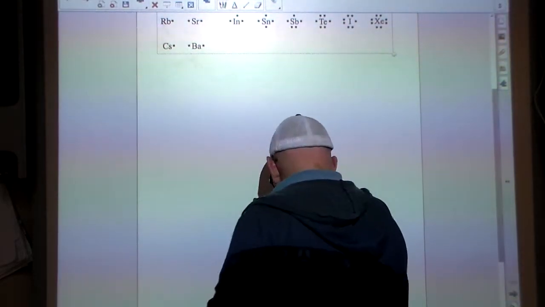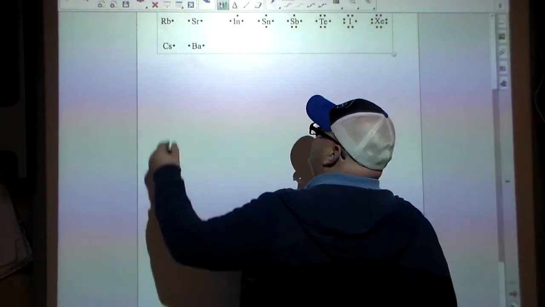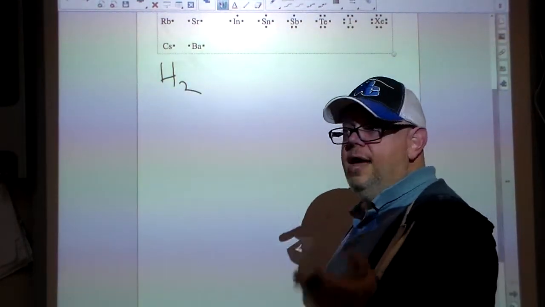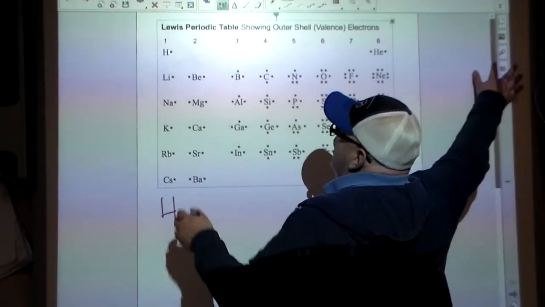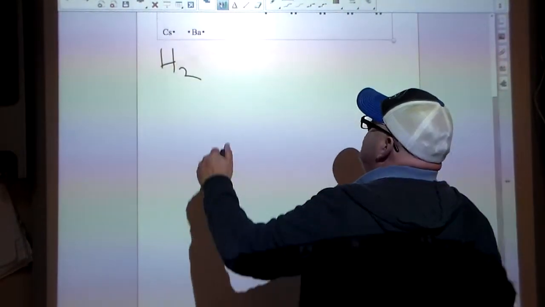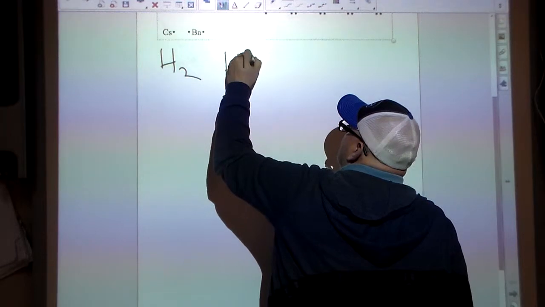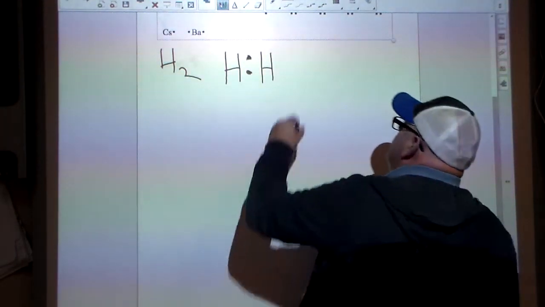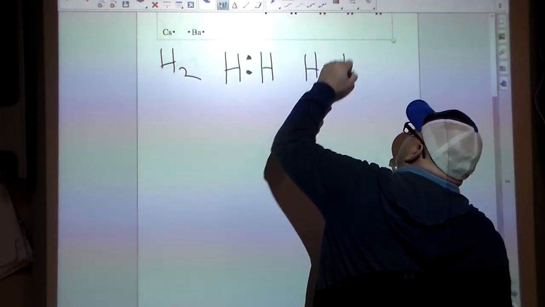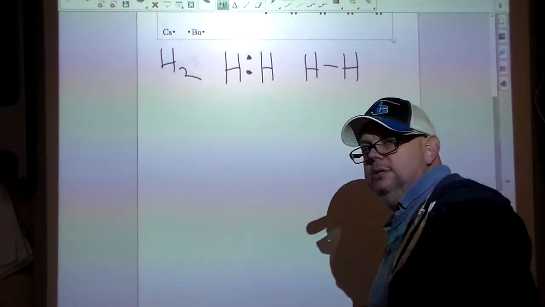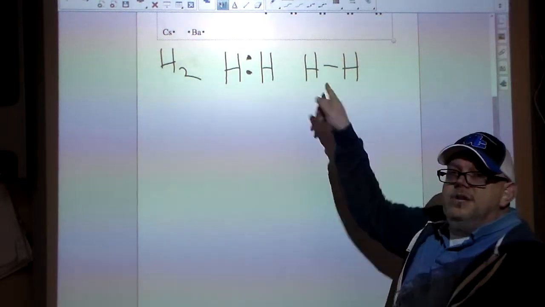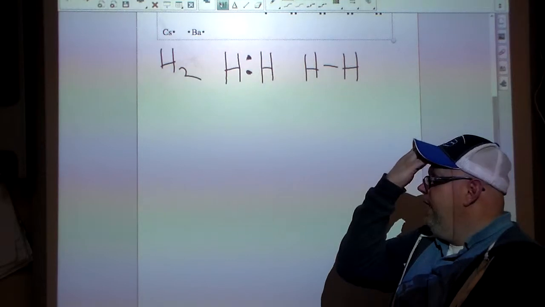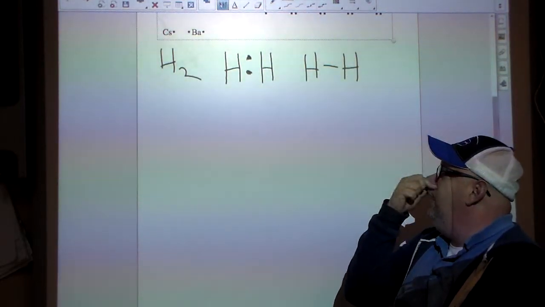Well, let's take something fairly simple. Let's take good old hydrogen. So we can have H2, and we can look up our chart. Hydrogen's got its 1 dot. So we know that hydrogen would look like this, which is also the same as saying it's a single bond. This is an example of a single bond. It's only 1 pair of electrons between 2 atoms. That's an important thing.